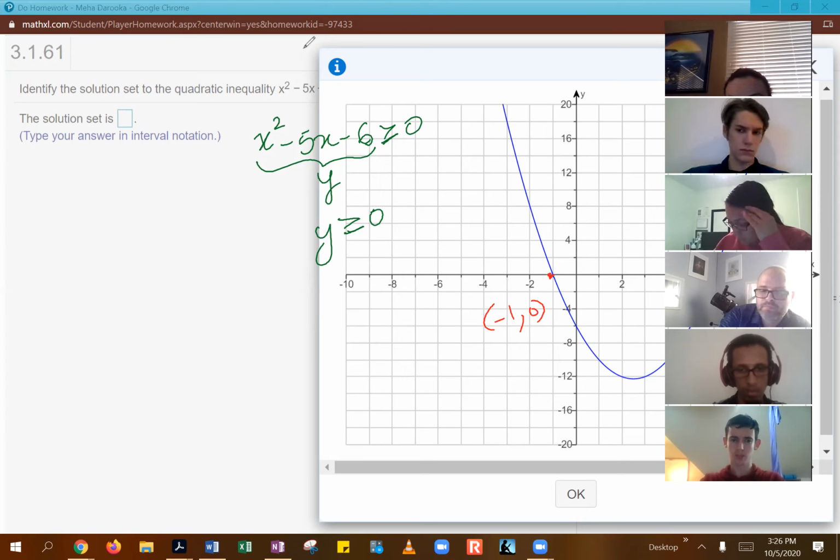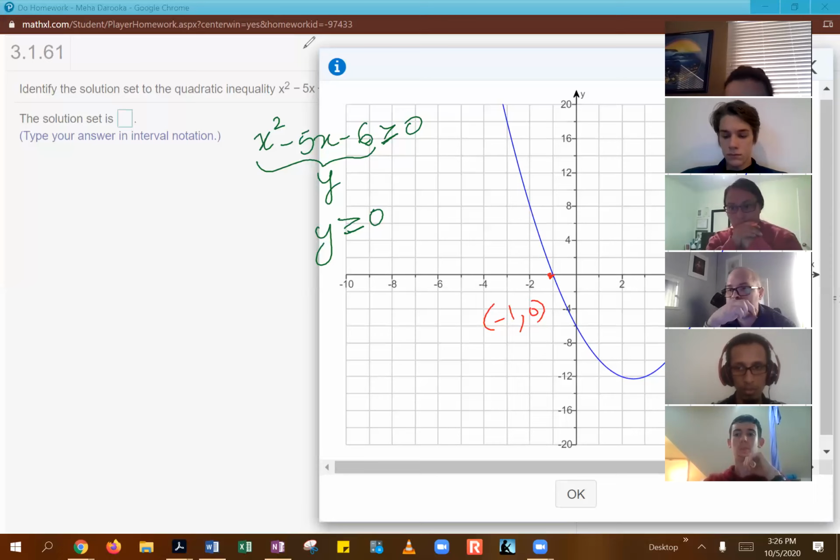Wouldn't it just be those two? Like just the numbers, -1? Yeah. Oh, wait, greater than, okay, never mind. Yeah, so this is where your y value is equal to 0, right? But we also know where it's greater than.